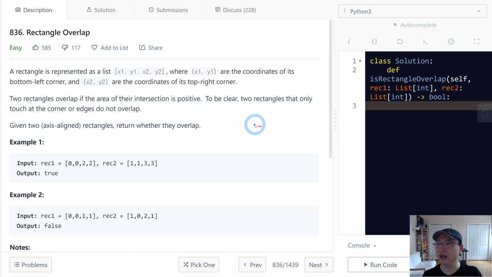LeetCode question 836, Rectangle Overlap. This is an easy question. Let's get into it.